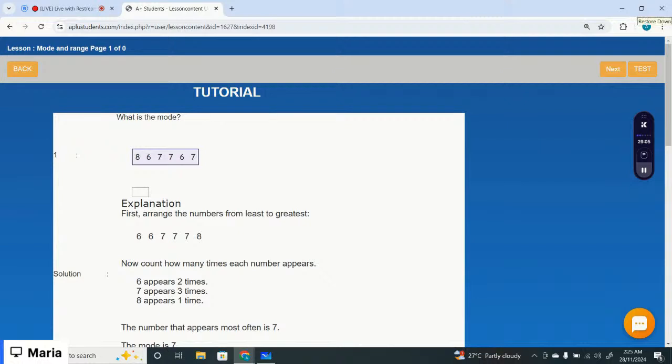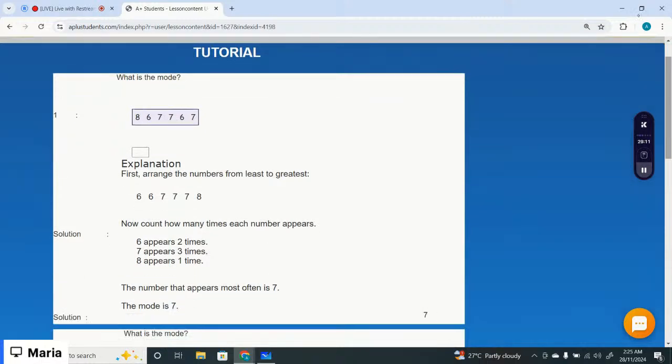What is the mode? So you are given the values 8, 6, 7, 7, 6, and 7. So what is the mode? Mode is the number that appears the most often in the given data. So you have to see which number appears most of the time, right?